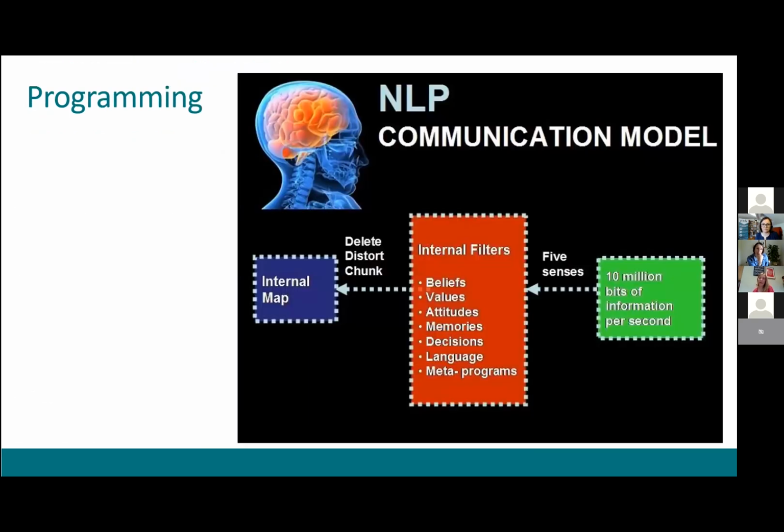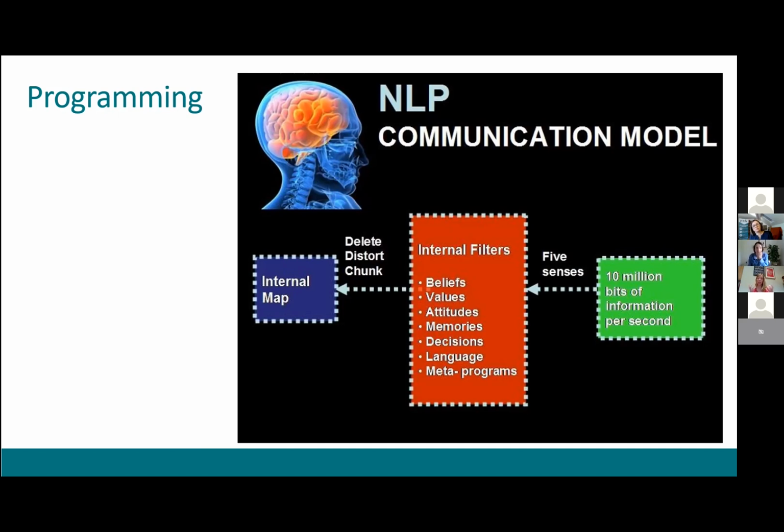So the programming bit then, so we've got the neuro, the linguistic, and then the programming. This is the P bit of the NLP. There's a lot of information that comes in all the time. Your senses are being completely bombarded with masses of information coming in through all these different senses. The figures vary, but one of them is 10 million bits of information per second. So that's a lot of information.